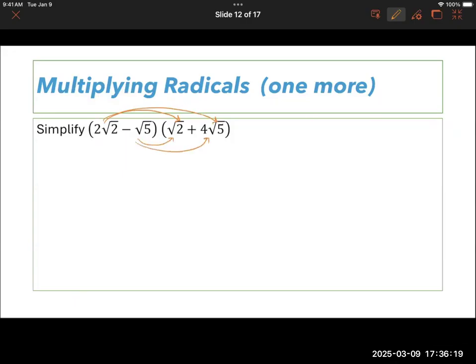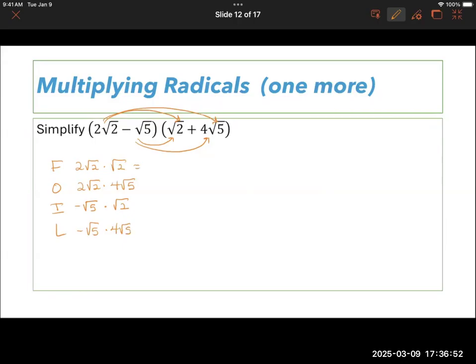And so our F would be taking the 2 root 2 times a root 2. Our O would be taking 2 root 2 times 4 root 5. The I would be the negative root 5 times the root 2. And our L would be the negative root 5 times the 4 root 5.